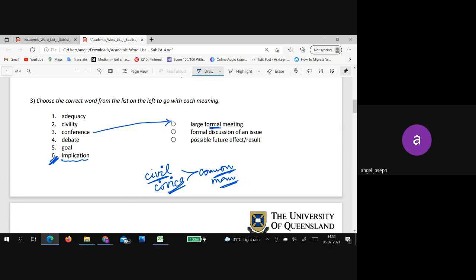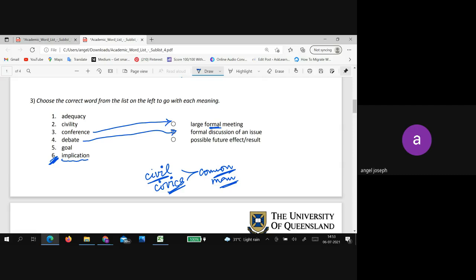Okay, let's look at the next one, debate. Do we have anything in the options? Look at it. Formal discussion of an issue. Yes, absolutely. We went for a debate from school. What is a debate? Either you're speaking for the topic or against the topic. Basically, you're discussing the issue, and you're discussing it very formally. You state clear points either against it or in favour of it.